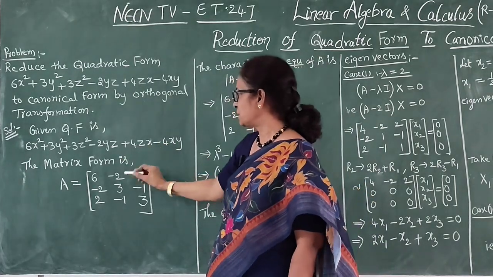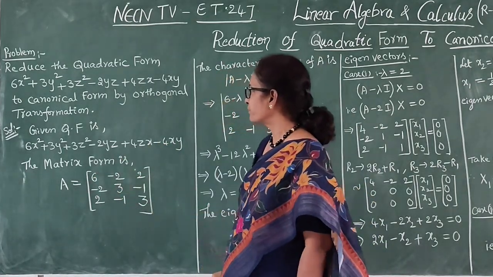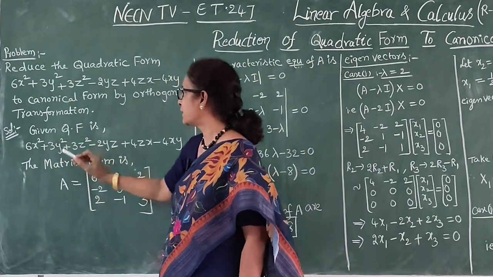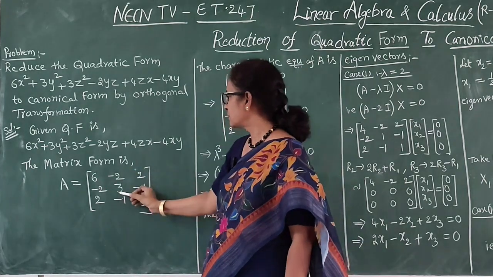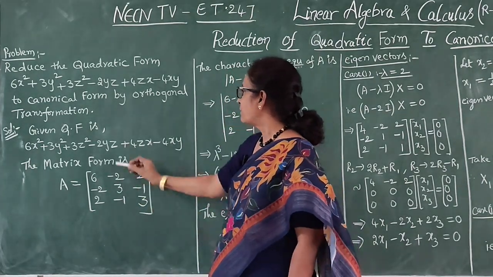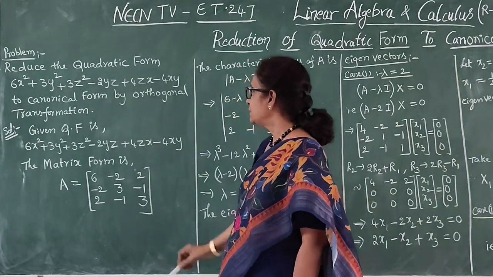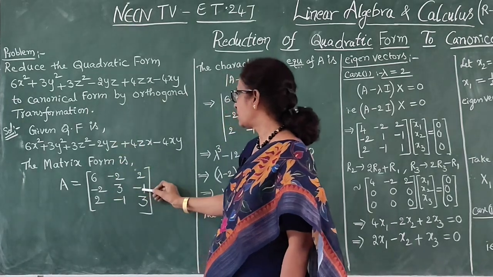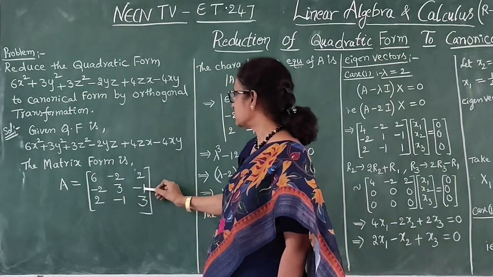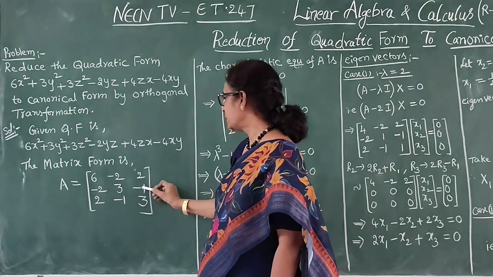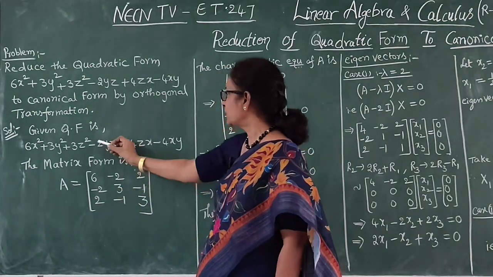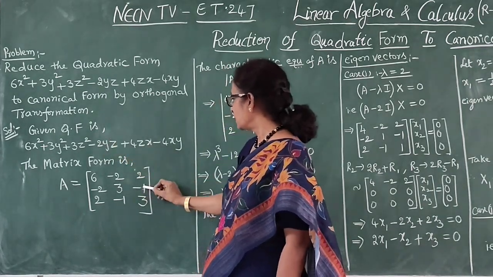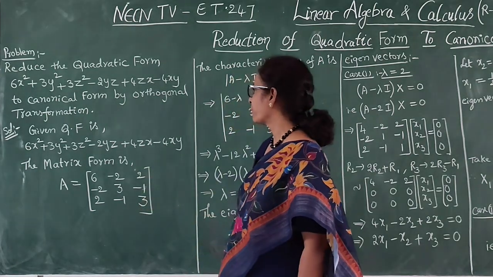The matrix form is A is equal to, first we have to write the diagonal elements. These coefficients are diagonal elements: 6, 3, 3. Minus 2yz, this is in which place? That is second row, third column. That is yz place. yz and zy. Therefore, here we have to write by 2. Therefore, you will get minus 1 here and minus 1 here.